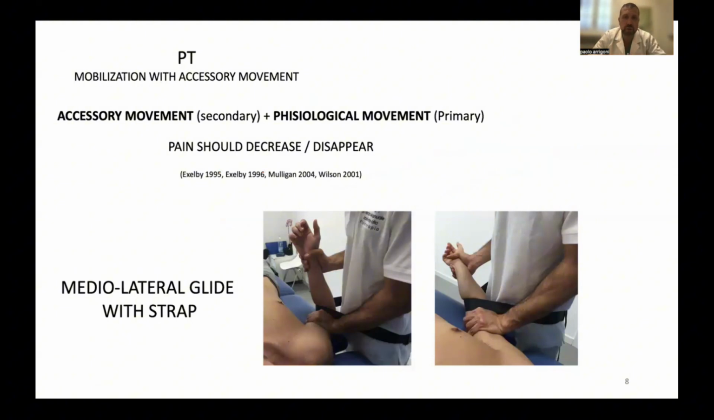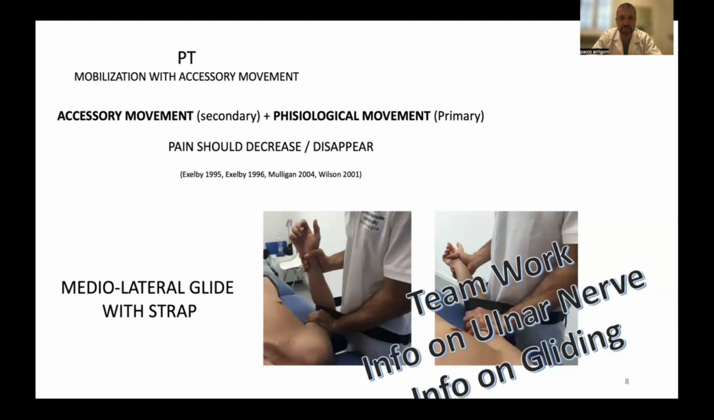So what we can do is ask our PT to work with the accessory movements that are normally secondary to the physiological movement that is primary. Sometimes, like a joint with a loose body inside of it, or a minimal scenario in which the joint has to reposition more medial or more lateral, with side movement we can understand the best way to let that elbow move. So we use this medial lateral gliding with the strap.